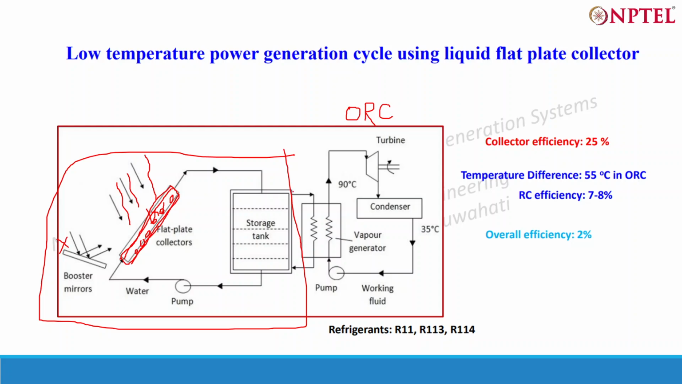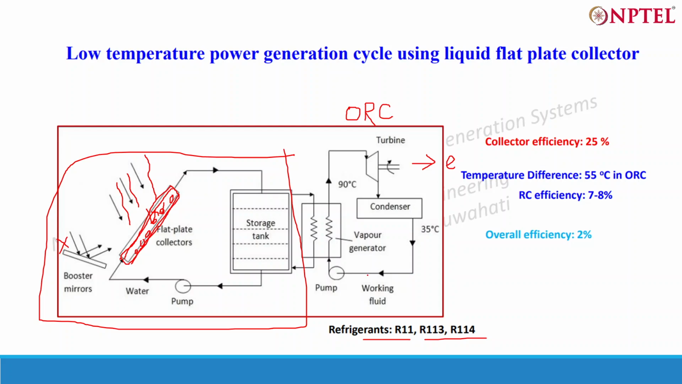So where the steam or the hot water, basically because of the heat trapped from the sun, goes to this storage tank, the heat in the hot water gets transferred to refrigerants. Generally refrigerants used are R11, R113 or R114, and these refrigerants then flow through a turbine, and after the turbine these are condensed, so the turbine produces some energy.